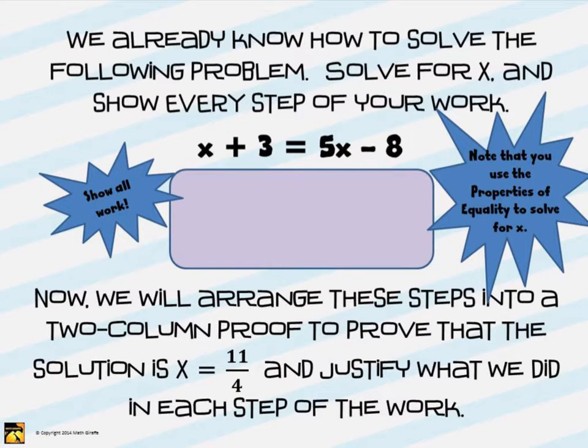So we already know how to solve the following problem. It's just a linear equation here. And so I want you to go ahead and solve for x and make sure you show every step of your work. Now we're going to arrange all of these steps into a two-column proof to prove that the solution is x equals 11 over 4 and justify what we did in each step of the work.